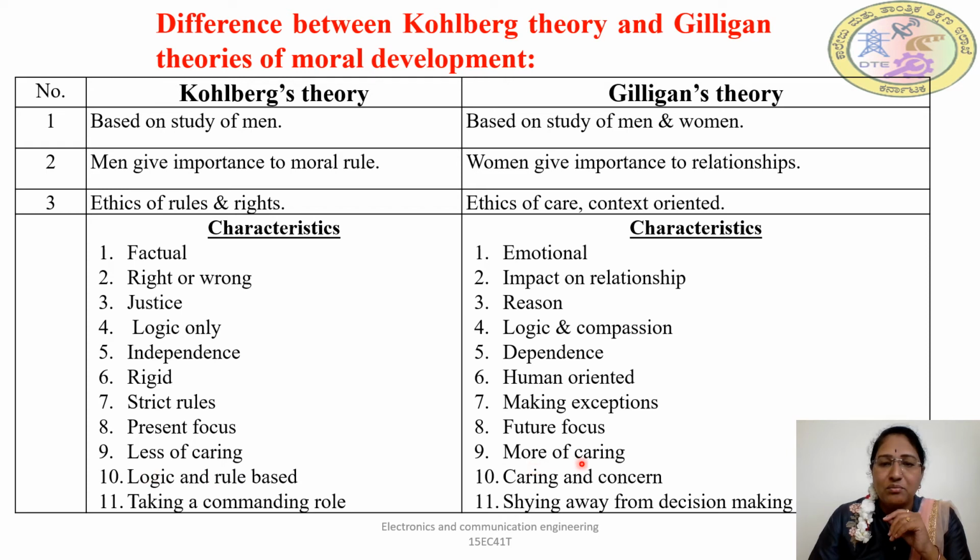Less caring, more caring. Logic and rule based, caring and concern. Taking a commanding role, here shying away from decision making. So these are all the characteristics you can see here. These are the characteristics mainly of a man. These are the characteristics mainly of a woman. So this is compared here with the help of a chart, a table. Okay, for a better understanding of the difference between Kohlberg's theory and Gilligan's theory, let us watch a video on this.